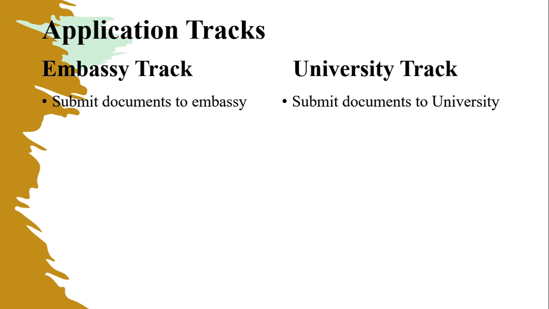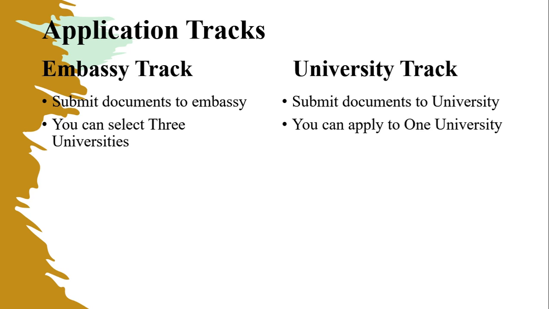Each university will provide you the address and the deadlines. There are separate deadlines, mostly at the end of February or the start of March. So you should get your documents ready. And I will give you the deadline and other details for each university in my videos when these applications are open. You can select 3 universities for the embassy track, and you can select only 1 university for the university track.